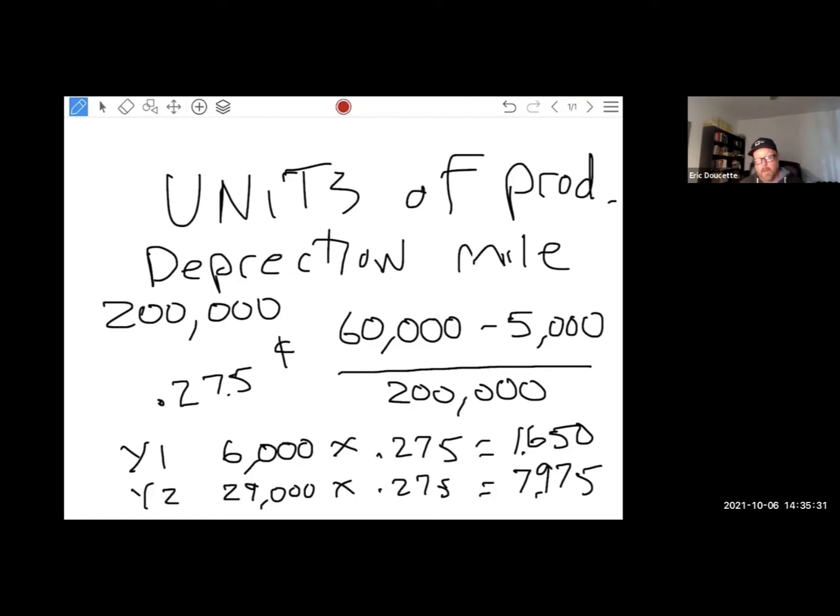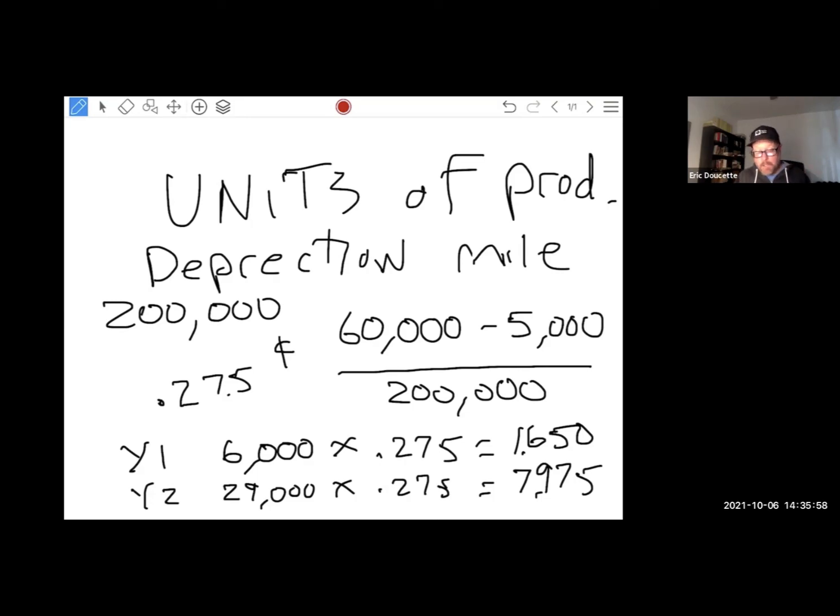So you just keep going. It could be 10 years, depending on how long it takes to get to 200,000 miles, or to where you have 5,000 left, or it could be 4 years, depending on how much you drive. But you're basically doing it by each mile, and 200,000 miles is your useful life. So you could do it with time, you can do it with mileage, you can do it by different criteria, but that's basically how you do it. It's pretty simple as well.